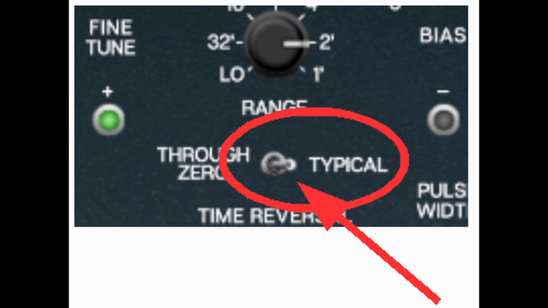Please notice that the little switch below the range knob is switched to typical, which means the Zeroscillator does not do the so-called through zero FM. I'm going to talk about that later in detail.